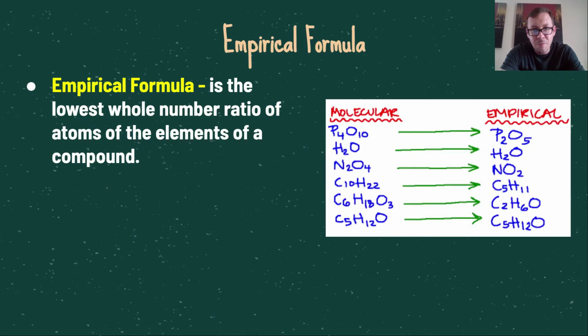Now, the molecular formula is the formula itself, the actual formula. The empirical formula is going to be in the lowest whole number ratio, so it may end up being different than your molecular formula. For example, on the right here, we have P4O10 as the molecular formula. Well, that is not in the lowest whole number ratio because 4 and 10 can be divided by 2 to give us P2O5. So that would be the empirical formula of it.